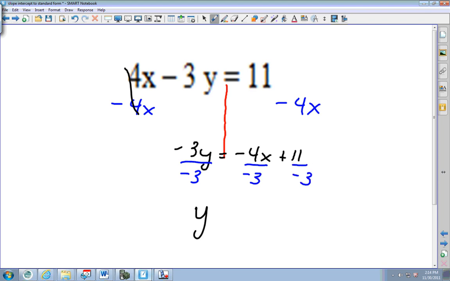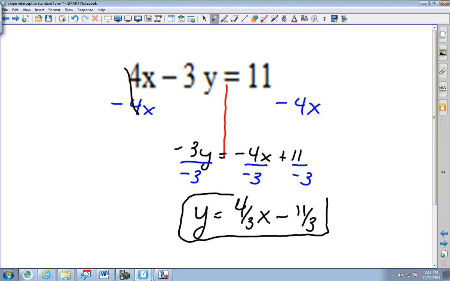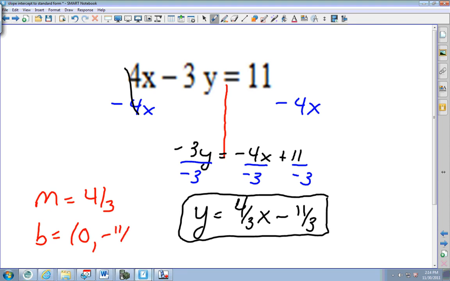Okay, now this is y equals negative divided by negative is a positive, so it's positive 4/3 x. Now 11 divided by negative 3 makes a decimal, so I'm just going to leave it as negative 11 over 3, and that's okay. We'll leave it like that. Because in this case, my slope is 4/3. My y-intercept, you can still leave it like this, (0, negative 11/3). Nothing's wrong with that. You may see that on any of your EOC tests.